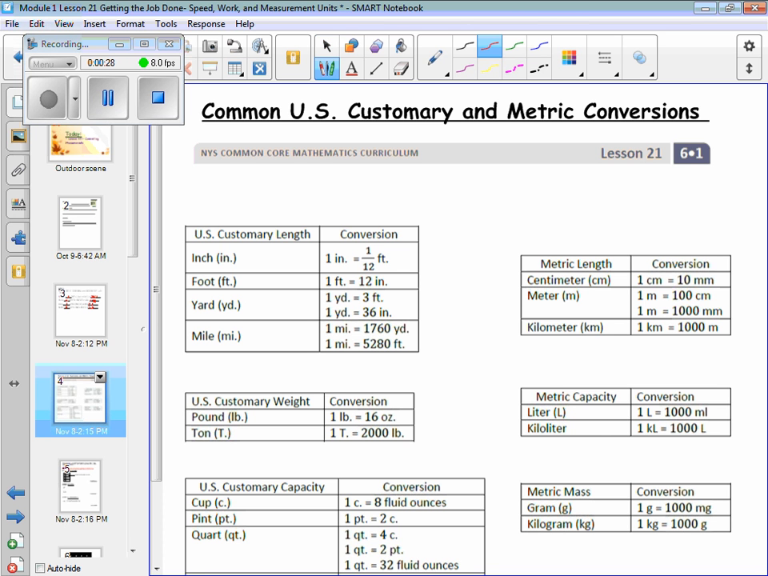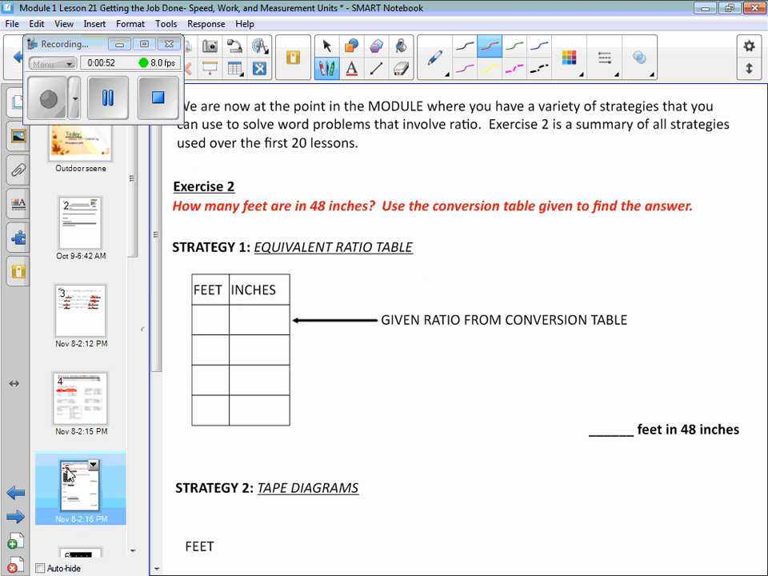Circle it on your sheet when you find it too. You're going to need to go back and forth for a lot of these problems. So once we've identified our feet to inches ratio, we're going to use that to create an equivalency ratio table. So you go back to this, and the first ratio is the one from the table. 1 foot, 12 inches. And then just keep building your table until you get to what you need, which is 48 inches.